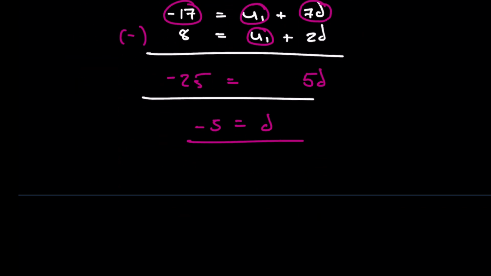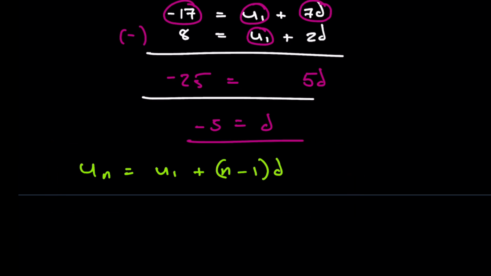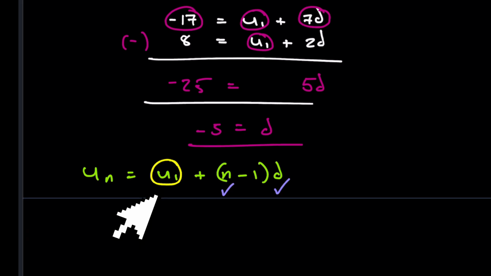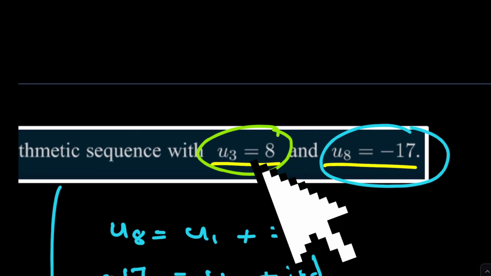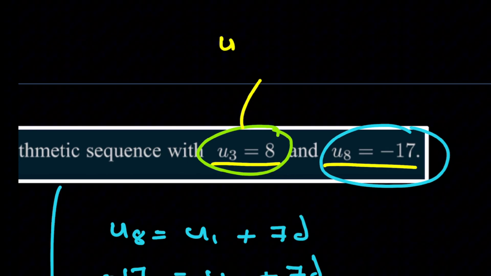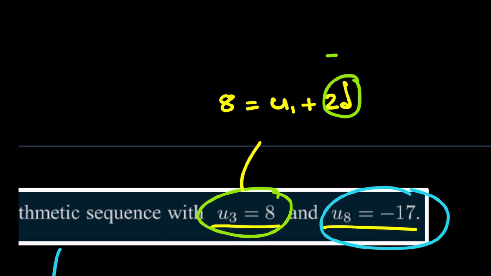The general term will be un is equal to u1 plus n minus 1 d. Now, the issue that we've got here is we don't actually know what u1 is, okay? But we can easily find u1. So if we go back up to here, I'm just going to use this bit of information here. So we can say that u3, which was 8, so u3 is equal to u1 plus n minus 1 times d. So that was 2d, but now we've got d. We found d. d is minus 5. So 2 times minus 5 is minus 10, right?